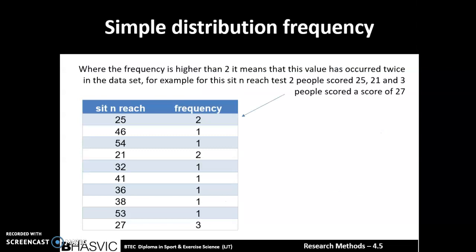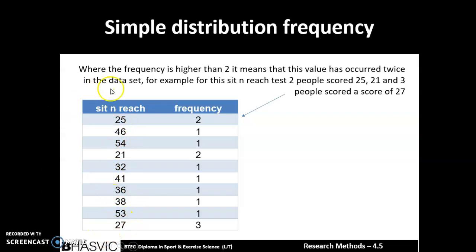So last one, simple frequency distribution. This basically means that for every value that has been recorded, a frequency has also been recorded. So you see 25 here. We can see that here 2 people scored 25, one person scored 46, and so on. 3 people scored 27 on sit and reach.